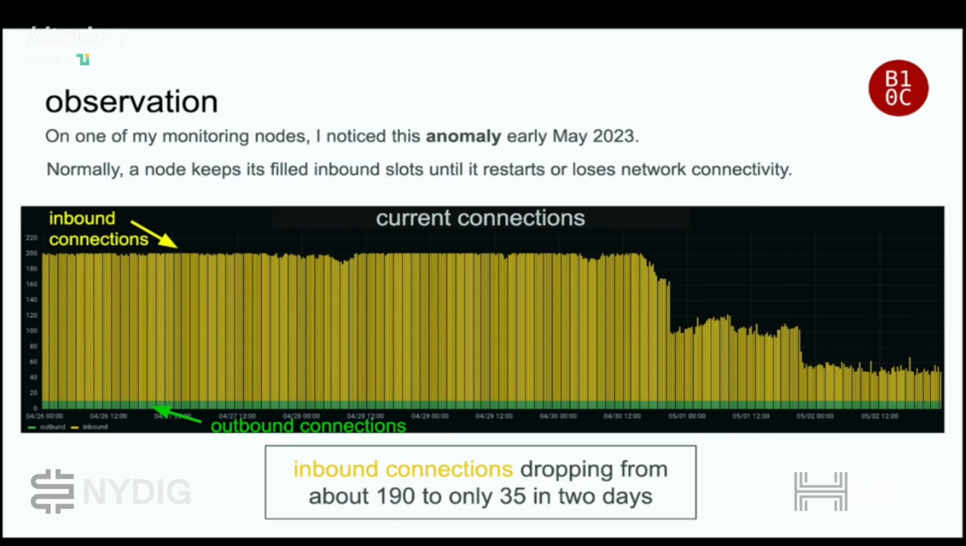But in early May 2023, I noticed on some Grafana dashboard I have set up that the current connections here in yellow, the inbound connections, started to drop over time. And they were dropping from around 190 to only 35 remaining in a span of 2 days. And this was quite alarming.